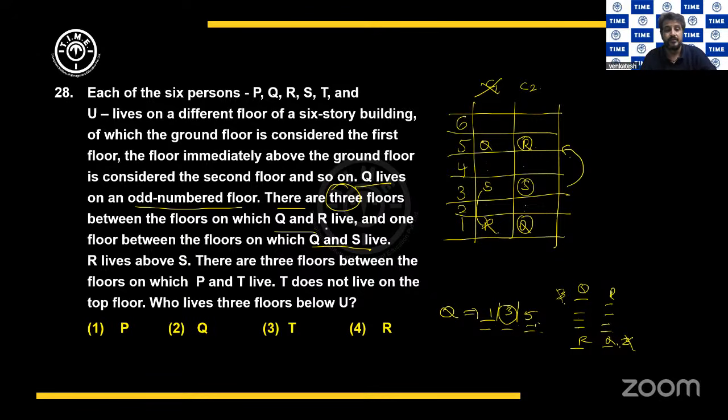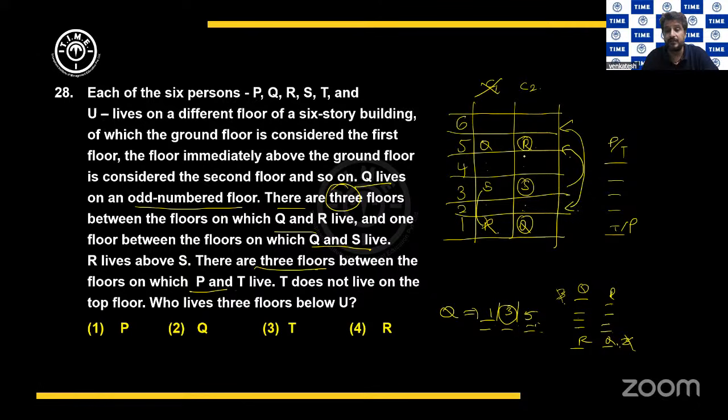Now, there are 3 floors between P and T. T does not live on the top floor. P or T, 3 gaps at T or P. There are 3 floors between them, P and T. So where can we adjust that? Second and sixth place.